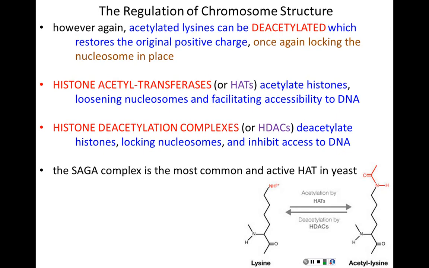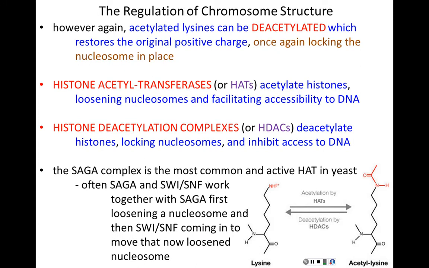The SAGA complex is the most common and active HAT in yeast, and also my work involves the SAGA complex. In fact, we are exploring in my work, and other labs, of course, have done this before, how SAGA and the switch-SNF complex work together. It appears as though in yeast, and it makes some intuitive sense, SAGA comes in first and loosens nucleosomes through acetylation, and then, and only then, when that nucleosome is loose, can SWI/SNF come in and move it out of the way. Even though you have the energy of ATP, it seems as though a deacetylated, locked nucleosome is too hard to move by some chromatin remodeling complexes, and so those nucleosomes need to be loosened first through acetylation. Those are wonderfully interesting systems.